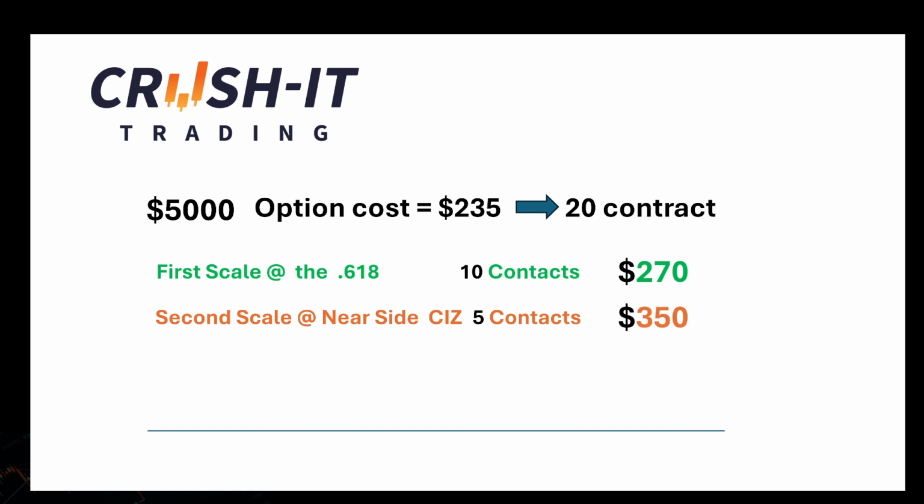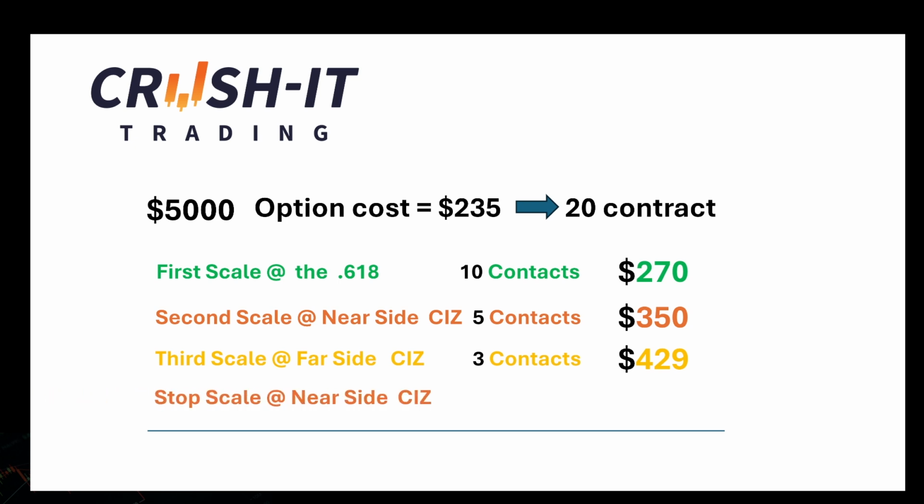So now I have 5 contracts left. Now I'm going to get to the top side of the Crush It zone, or the far side. I'm going to scale another 3 contracts, and I'm going to get $429 for those 3 contracts. Now price doesn't go any further. It comes back to the second scale area, the near side of the Crush It zone, right? And so we sell those last 2 contracts at $140, okay? And that gives us $1,189, which is about 24%, I believe. So that's how you scale out, right?